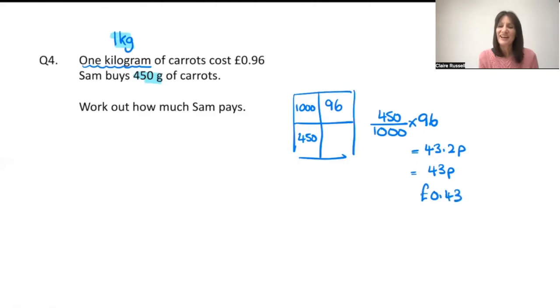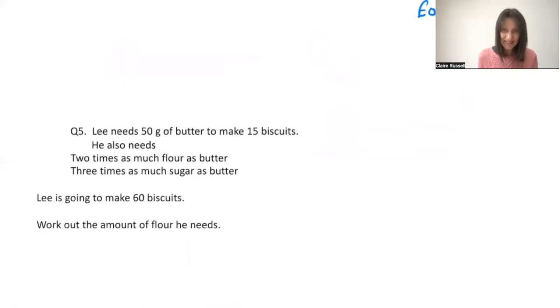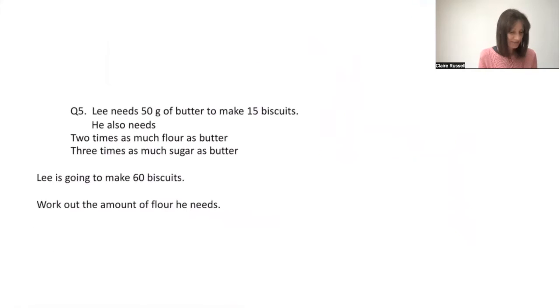Never, never, never, by the way, write it with both units. You'd actually lose marks if you did that because you're combining units. We couldn't work in kilograms and grams because they were different units. You can't work in pounds and pence at the same time because they're different units. All right. Okay, so next question. There you go. Hit pause, press play when you're ready.